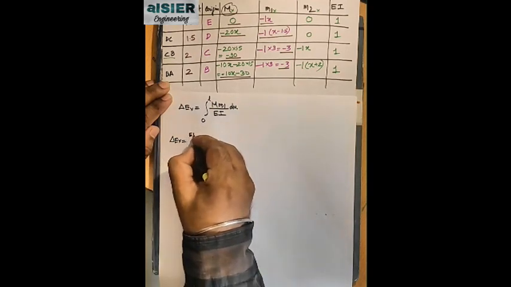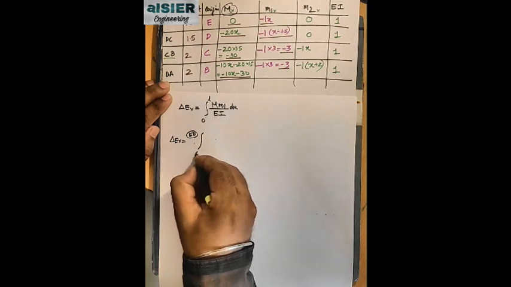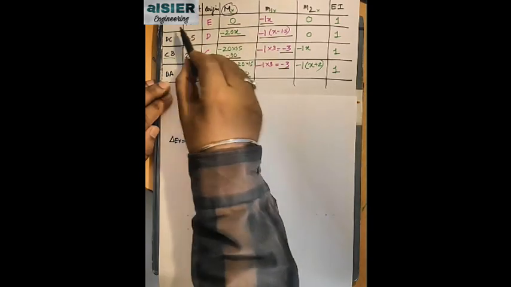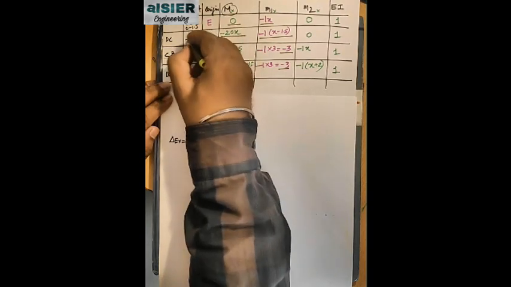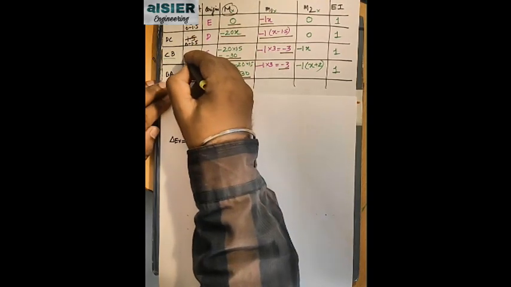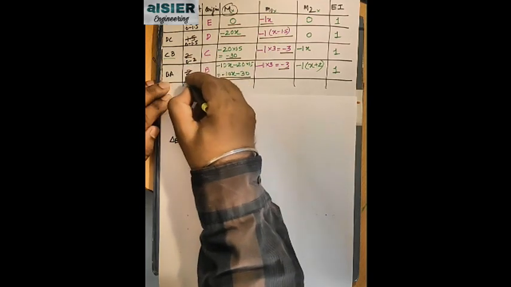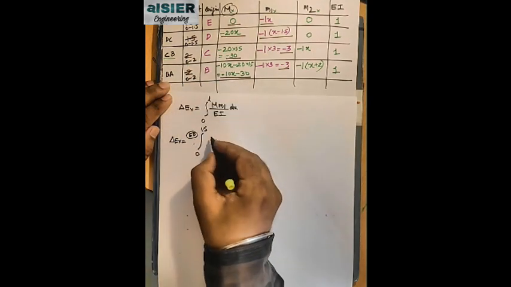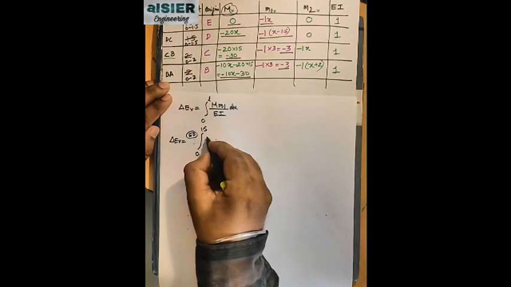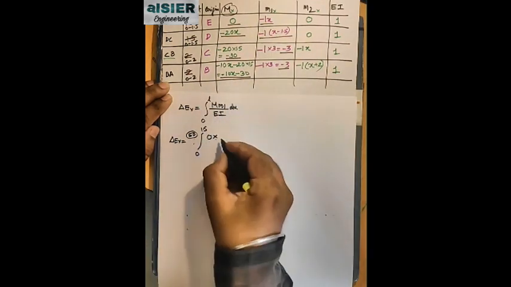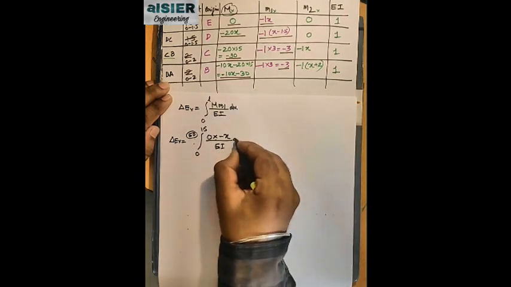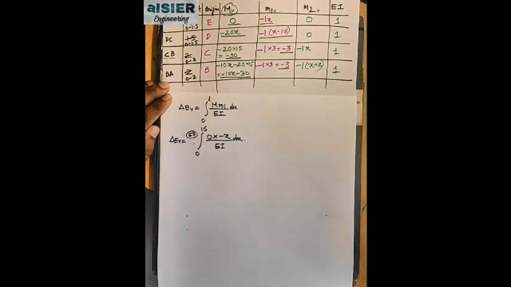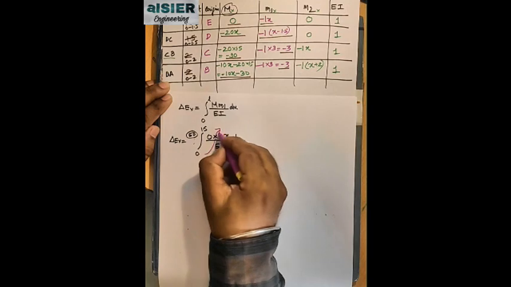So for ED, the limit is 0 to 1.5, right? Okay, I will correct this. This is 0 to 1.5, this is 0 to 1.5, this is 0 to 2, and this is 0 to 2. So the limit is 0 to 1.5. What is the value of M here? It is 0. And what is the value of M1? It is minus x upon EI dx. Now anything multiplied by 0 will be 0. So this term will be equal to 0.